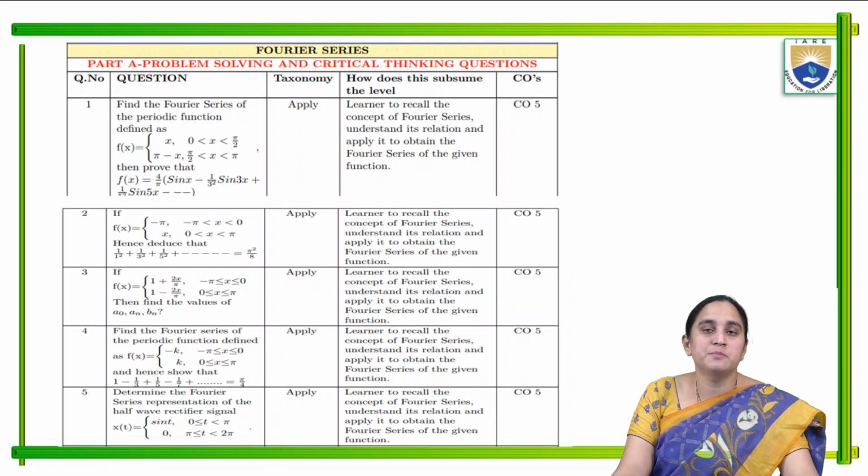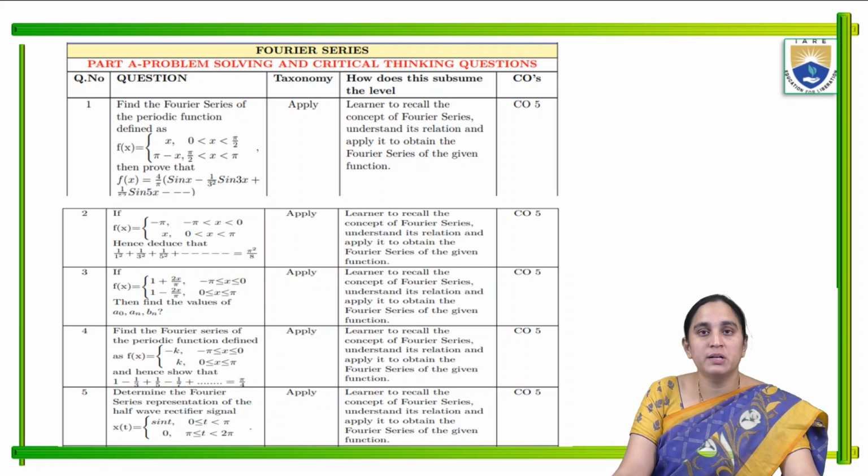Here, observe it is a discontinuous function within the interval 0 to pi. For 0 to pi by 2 the function is x, and for pi by 2 to pi it is pi minus x. For the interval 0 to pi, what is the formula? f of x is equal to a naught by 2 plus sigma n is equal to 1 to infinity a n cos n x plus sigma n is equal to 1 to infinity b n sin n x.